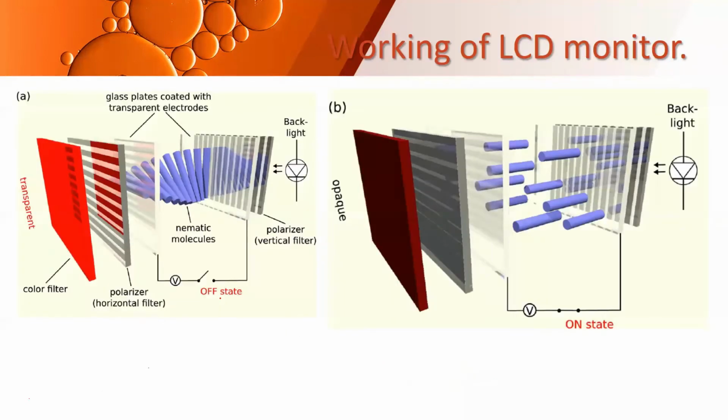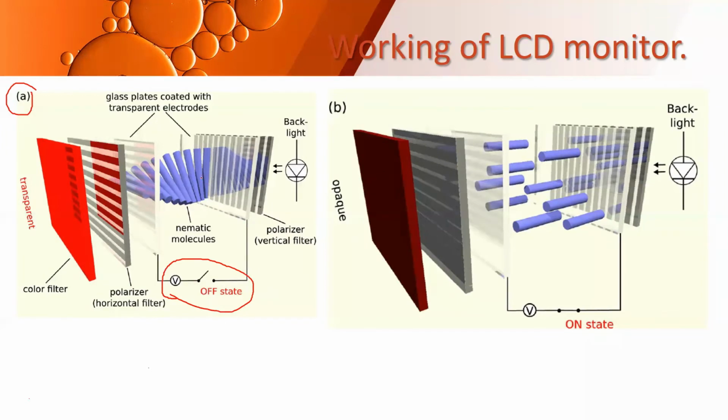So now we'll see how polarization and liquid crystals help in creating images on the screen. So this is a setup. Just look at figure A over here. You have the color filter here, you have a horizontal polarizing plate, and you have a vertical polarizing plate, and in between you have the liquid crystal layer. And there is a CCFL backlight, which is the source of light. So right now, electricity is not passing through this. So what happens when electricity doesn't pass through?